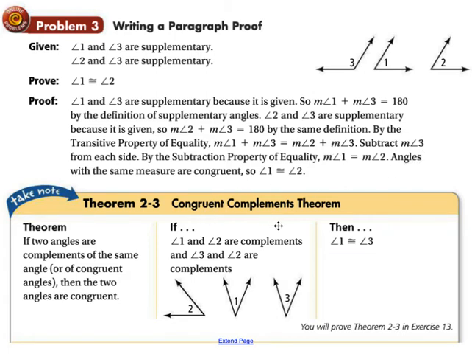Another theorem we have is the congruent complements theorem, very similar to the congruent supplements theorem. It says that if we have 2 angles that are both complements of the same angle, then they're congruent. So if angle 1 plus angle 2 are complementary, meaning they add to 90, and angle 3 plus angle 2 are also complements, then angle 1 and 3 are congruent.